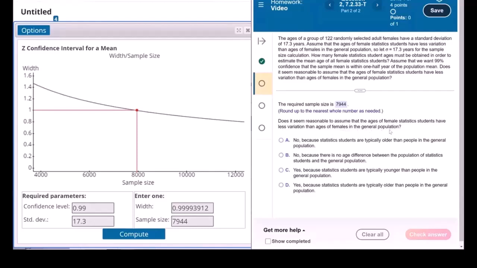Does it seem reasonable to assume that the ages of female statistics students have less variation than ages of females in the general population? I would say probably yes, because statistics students are typically younger than people in the general population.